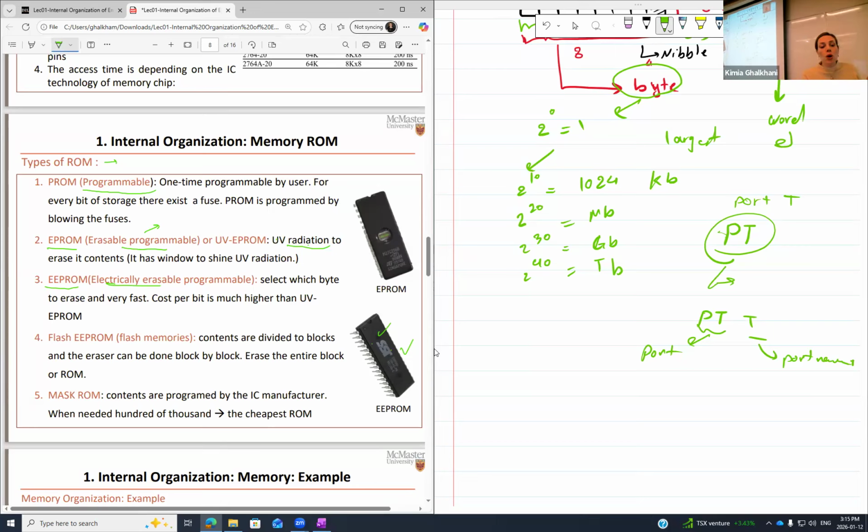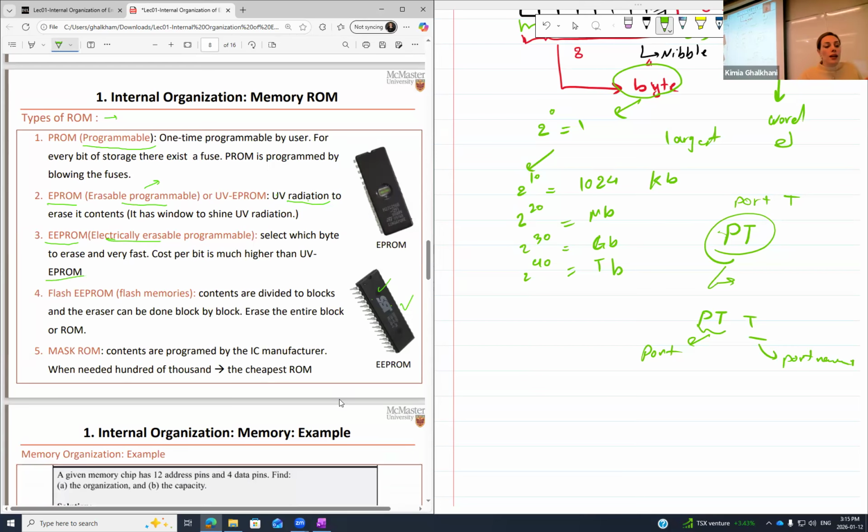So it's not UV radiation anymore. It's not UV EPROM. And the next one is flash EEPROM. These are the flash memories, like USB flash. With USB flash, you can easily, through your computer, clean them up and then add more information into them, either as input or output, reading or writing information. Those are both write and read. And mask ROM.